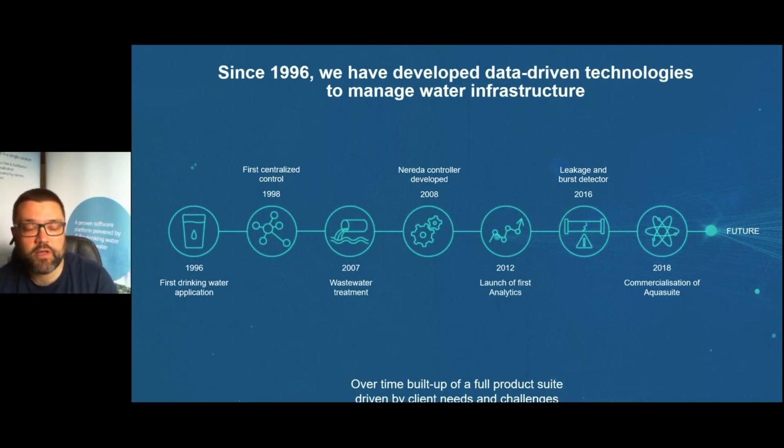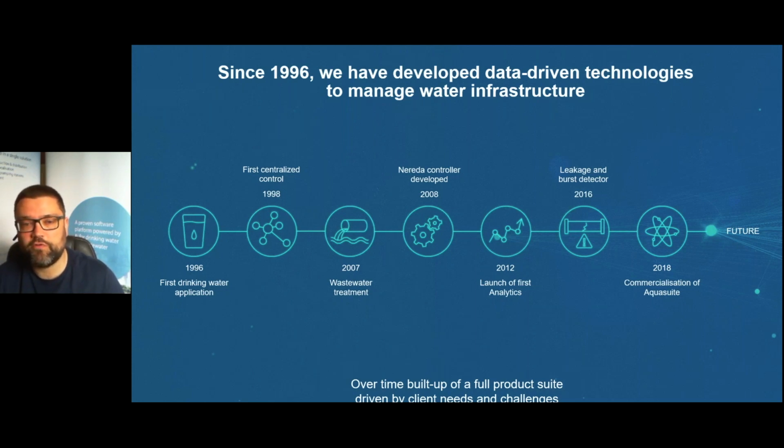And quite quickly after that, so 1998, we deployed our first optimization solution for drinking water. We now optimize drinking water for around 80% of the Netherlands. So it's quite a big share of the market we have in the Netherlands. Fairly quickly after that, we moved into wastewater treatment. And then very shortly after that, we developed the first Aquasuite Narada controller.